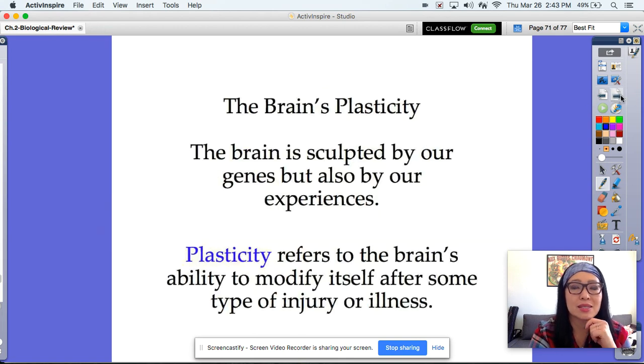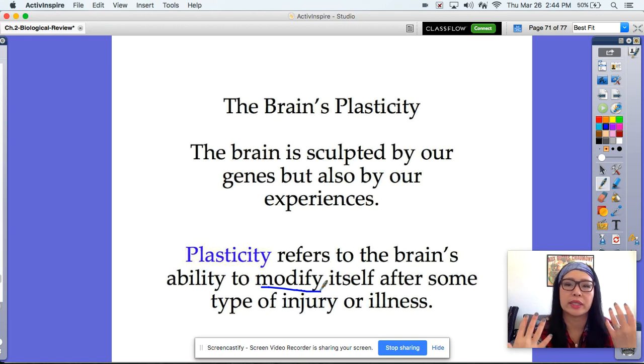Okay, and then plasticity is pretty much the brain's ability to modify itself after some type of injury. So our brains are really amazing. So if you get damage to one part of your brain, ideally other parts of your brain are going to pick up its functions. It may not be perfect, but our brain wants to kind of work itself together, and then it's going to modify itself to be able to re-heal itself.